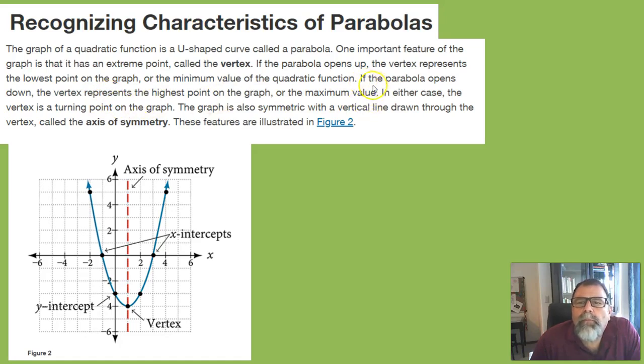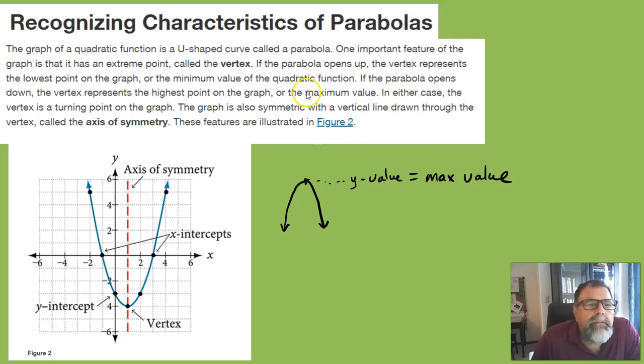If the parabola opens downward, the vertex represents the highest point on the graph, or the maximum value. So if we had a parabola that opened downward, then whatever the y value is for this point would be the max value of the graph.